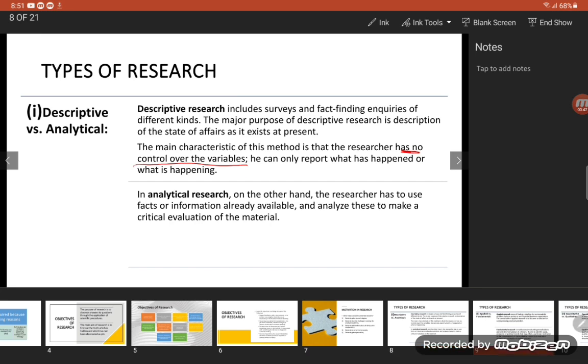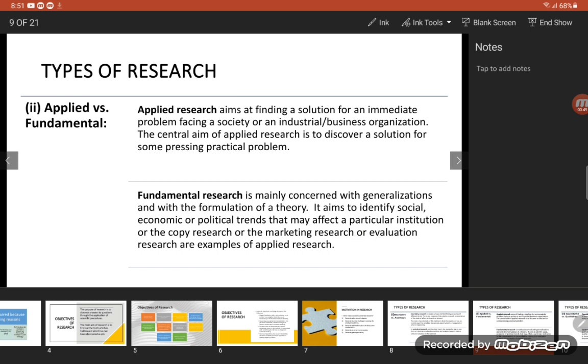Number two, applied research and fundamental research. With respect to applied research, it aims at finding a solution for an immediate problem facing a society or an industry or business, something like that. So the main aim of the applied one is to find solution.